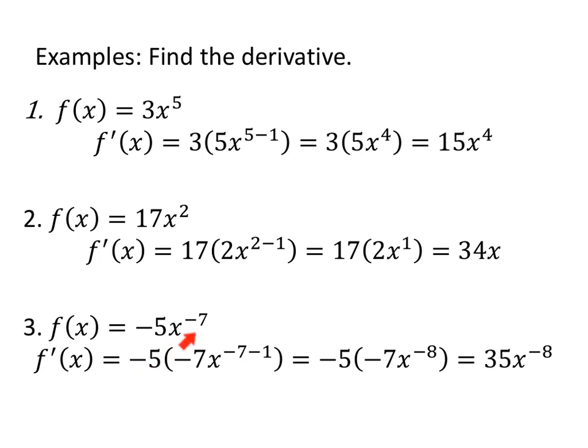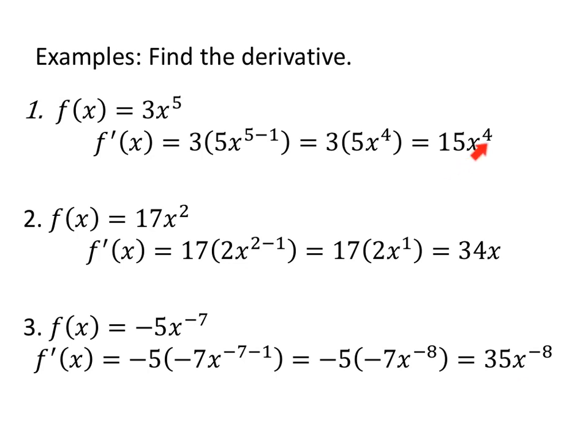Don't forget we could have negative values. If f of x equals negative 5x to the negative 7, my negative 5, my coefficient, is a constant. I leave it there. I take the derivative of x to the negative 7 by bringing down the negative 7. X to the power of negative 7 minus 1. That's negative 5, parentheses, negative 7 times x to the negative 8. Negative 5 times negative 7 is 35, x to the negative 8.